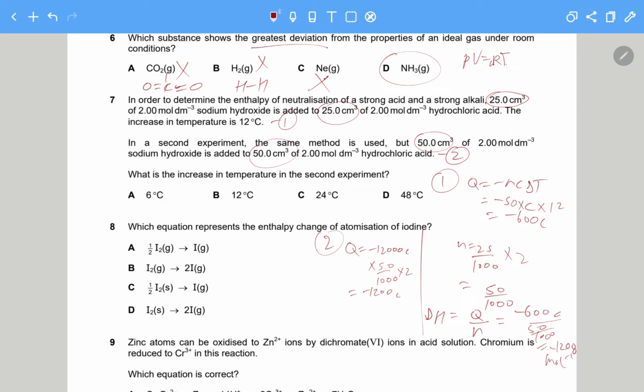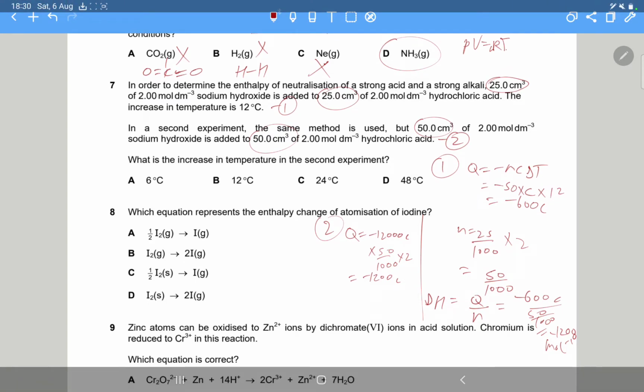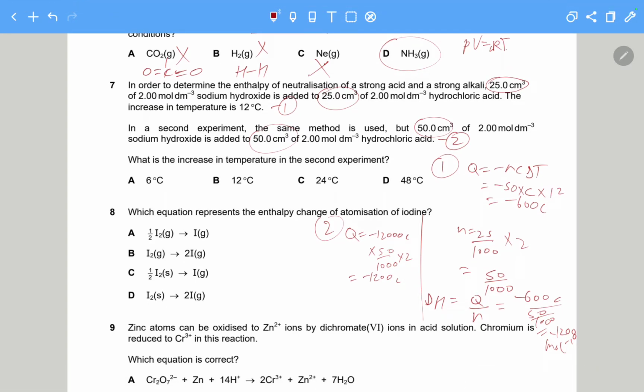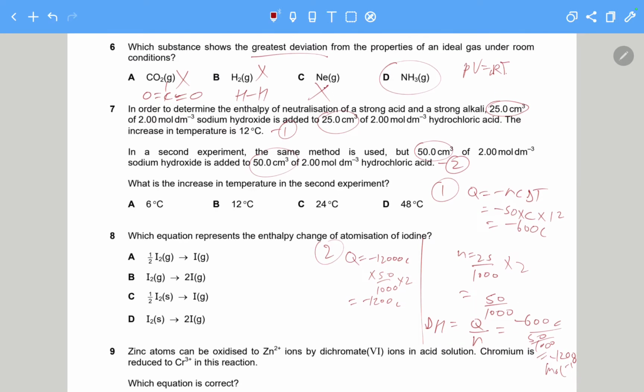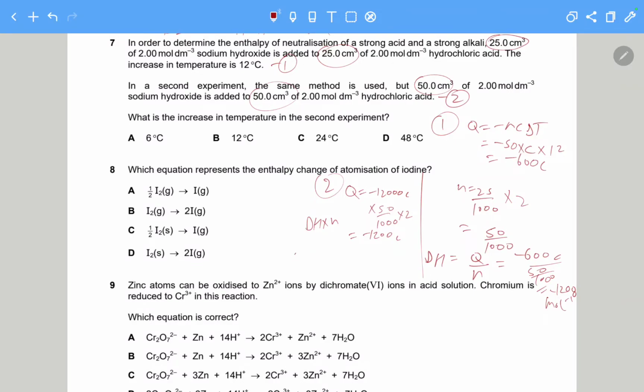ΔH times n, and ΔH we know is minus 12,000 C, because the enthalpy change will remain the same since it's the same acid and alkali, and the enthalpy of neutralization remains the same. We multiply the minus 12,000 C by 50 over 1000 times 2, because it will give us the value of the energy, since it's essentially ΔH times n, and n is basically the volume times the concentration.